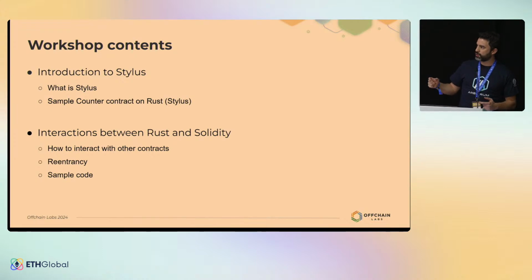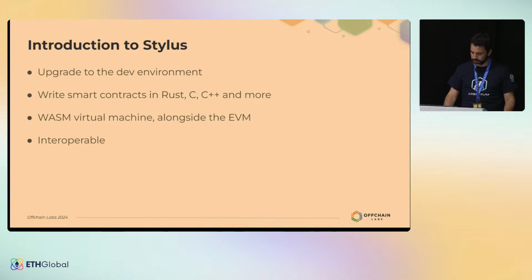And then we're going to go one level deeper, and we're going to talk about interactions between contracts that are written in Rust and contracts that are written in Solidity. We're going to talk about reentrancy as well and see an example project.